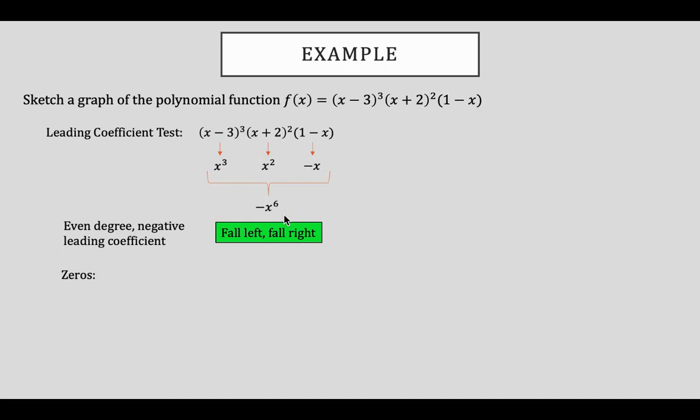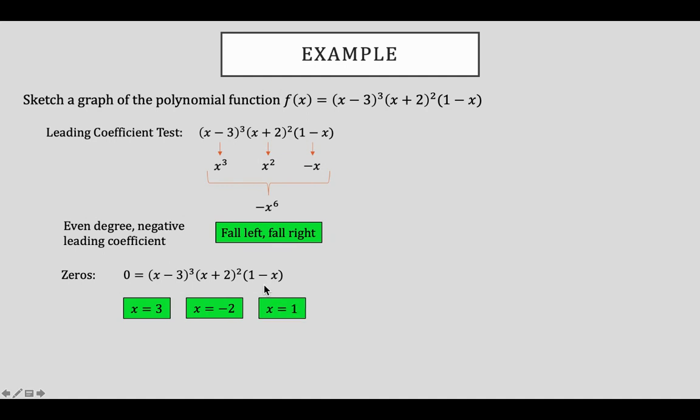Again, to find the zeros, we take the function and set it equal to 0. 0 is equal to x minus 3 quantity cubed times x plus 2 quantity squared times 1 minus x. To find the zeros, we set each one of the factors equal to 0 and we solve. Solving for our first factor, we get x is equal to 3. Our second factor gives us x is equal to negative 2. And our third factor will give us x is equal to 1.